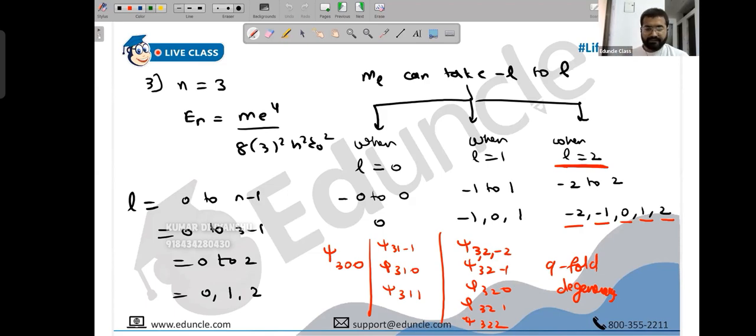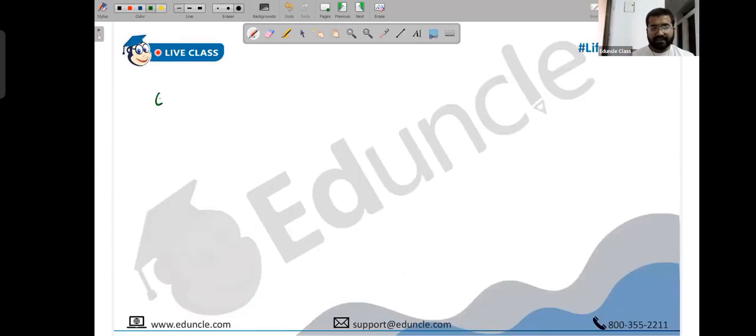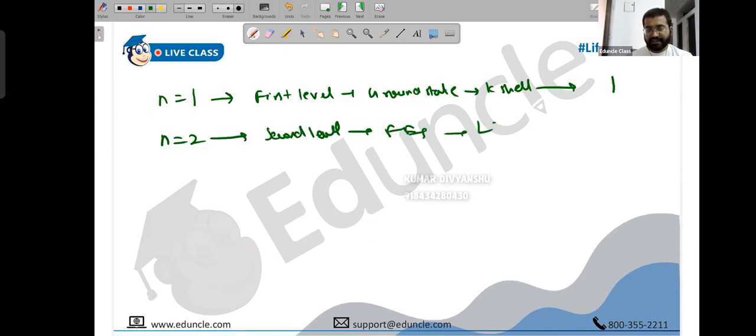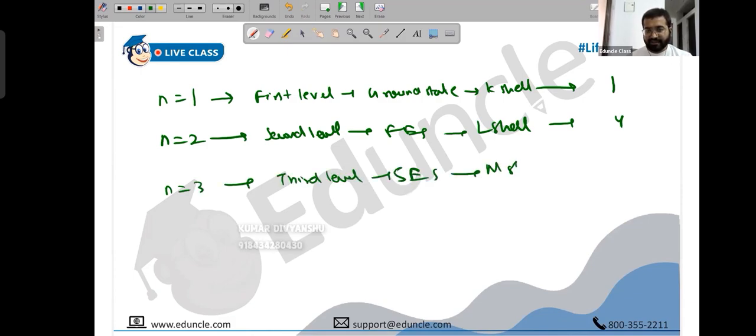Okay sir. So basically, we have found out that the ground state, when you write n equals to 1, which is first level, which is ground state, or you can say it is K shell, what is the degeneracy, people? Right now we have found 1, it's non-degenerate. For n equals to 2, second level, first excited state, L shell, degeneracy is 4. N equals to 3, third level, second excited state, M shell, degeneracy we have found out is 9.